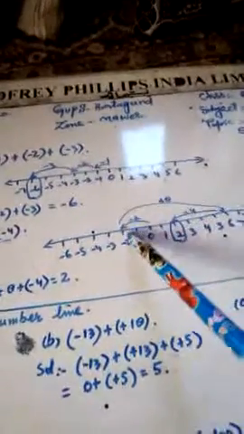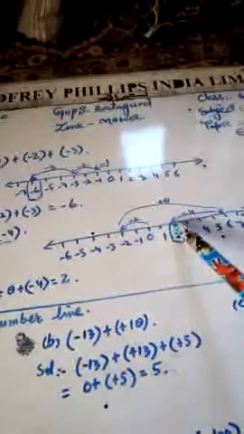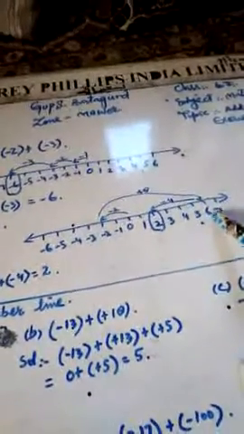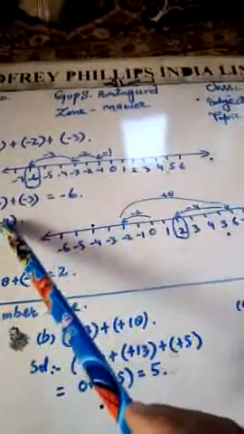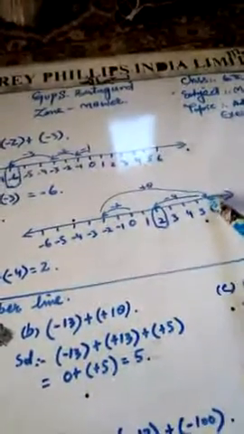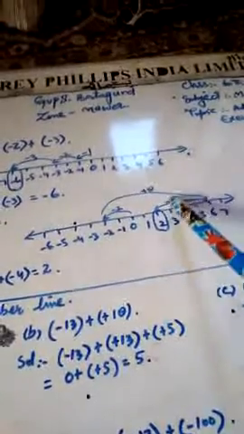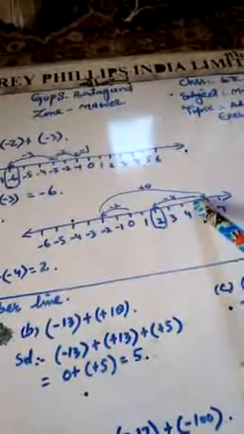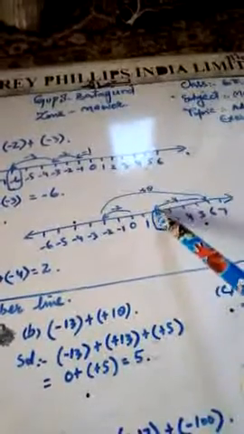This is +8. When we jump 8 steps, that is step number 1, 2, 3, 4, 5, 6, 7, 8, we will reach the point 6. From this, we have to jump 4 steps, but towards our left. This is negative sign. From this point 6, when we jump 4 steps to the left, these steps will be 1 step, 2 step, 3 step, and 4 step. From this we will fall here.